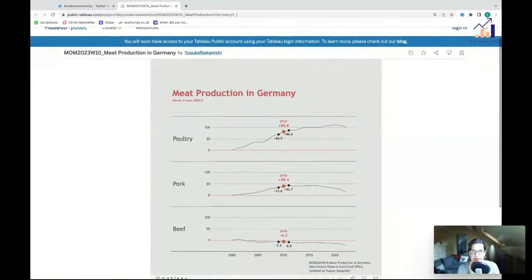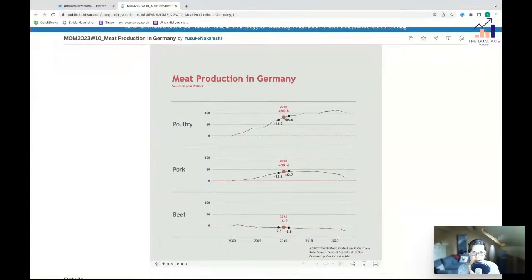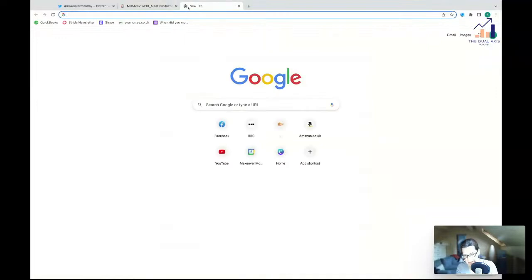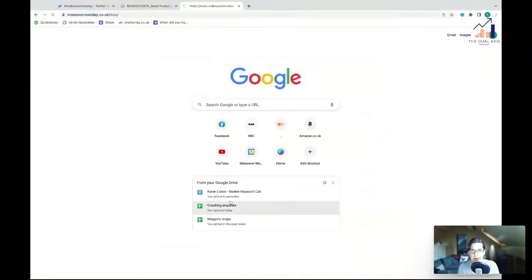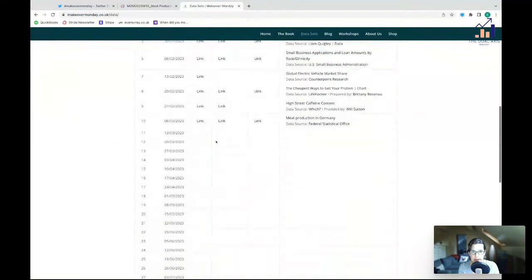Then we have Yusuki. Meat production in Germany, values in year 2000 equals 0. Poultry, pork, beef. Again, I need more context. Let me check something, because I want to have a quick look at the original.